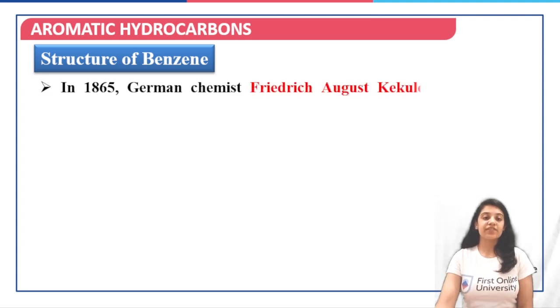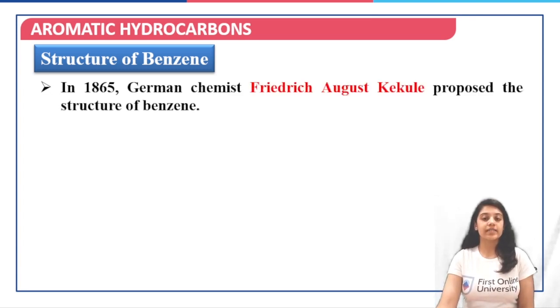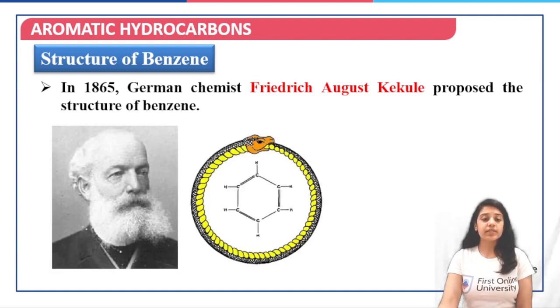So in 1865, German chemist Friedrich August Kekulé proposed the structure of benzene. As we know, there are two different forms, two resonating structures of benzene, which are called the Kekulé form of benzene. He was the scientist who gave the structure which has been shown in this ring, where benzene has 6 carbon atoms in a cyclic manner, and one hydrogen atom is attached to each of these 6 carbon atoms, with the double bonds present as alternating to the single bond. So we call it a conjugated double bonded system.